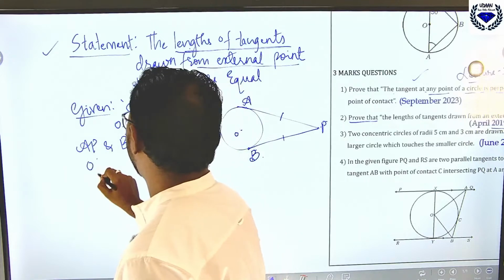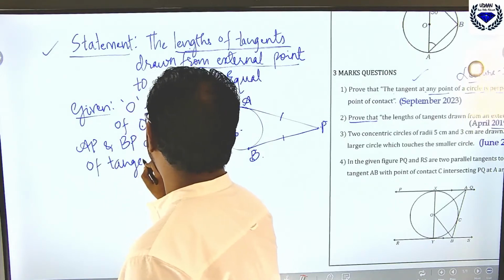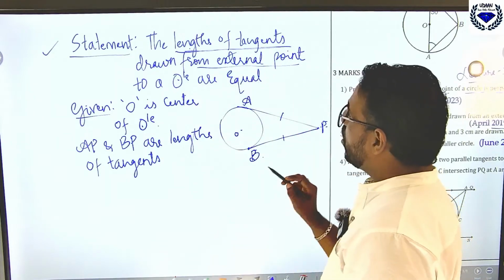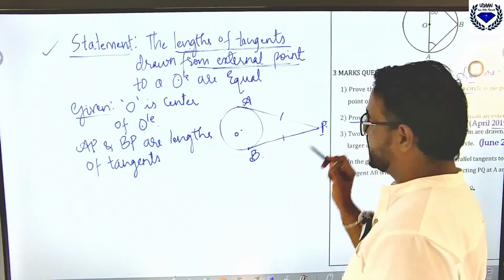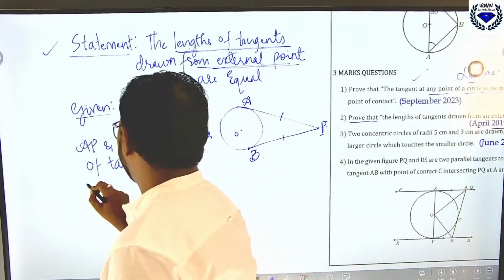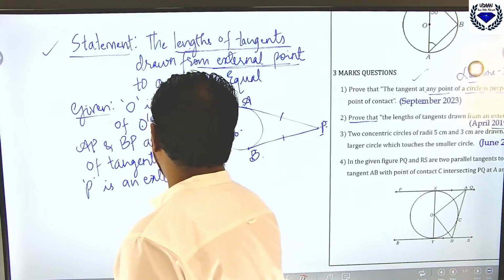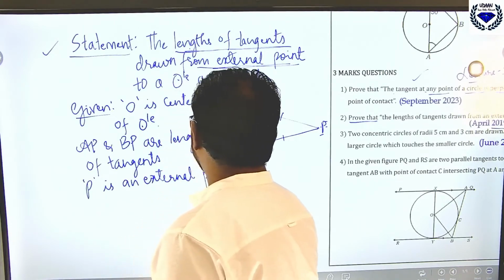AP and BP are what? Lengths of tangents. Then P, what can you tell? From an external point, they said. So what can you write? P is an external point. So this is what is given.